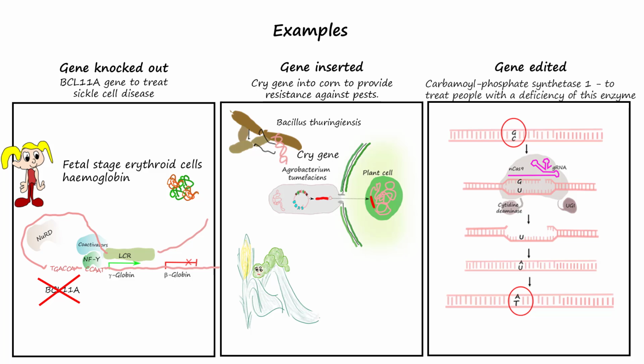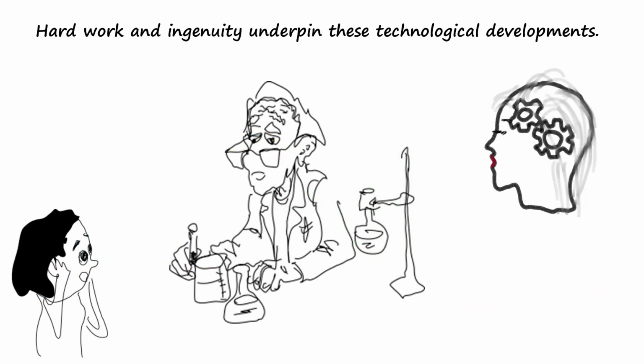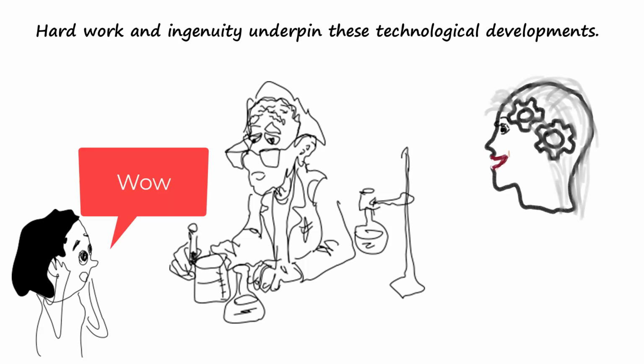The cry gene from the bacterium Bacillus thuringiensis was introduced into the corn genome to provide it with natural resistance against specific pests. The carbamyl phosphate synthetase 1 gene was edited to treat individuals with a deficiency of this enzyme resulting from a single nucleotide polymorphism. Scientists' hard work in research and their ingenuity underpin these technological developments.